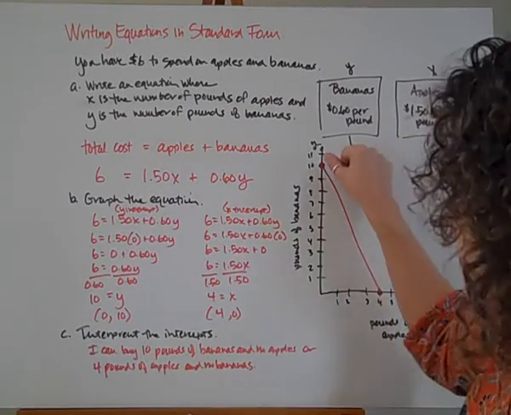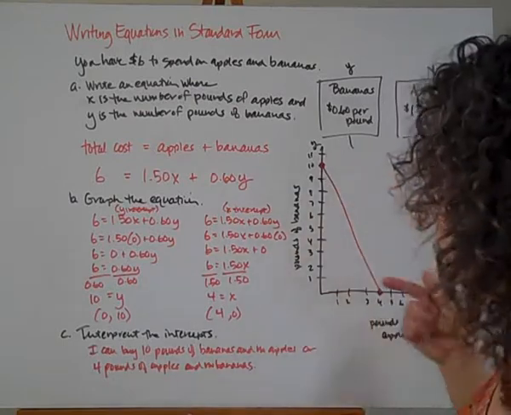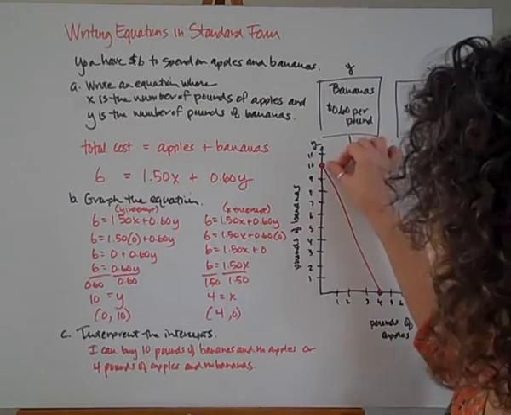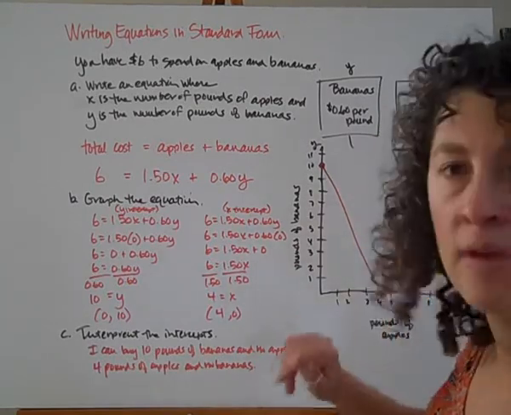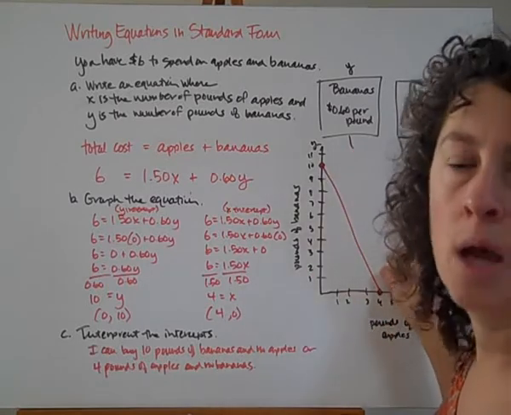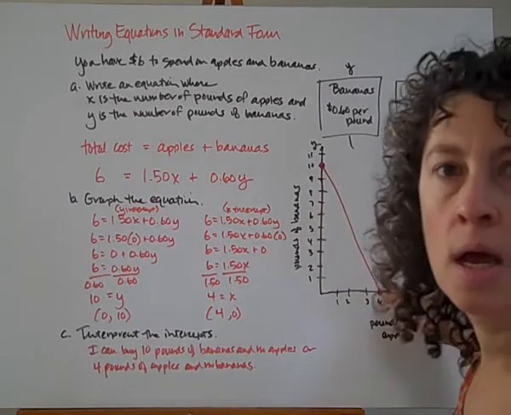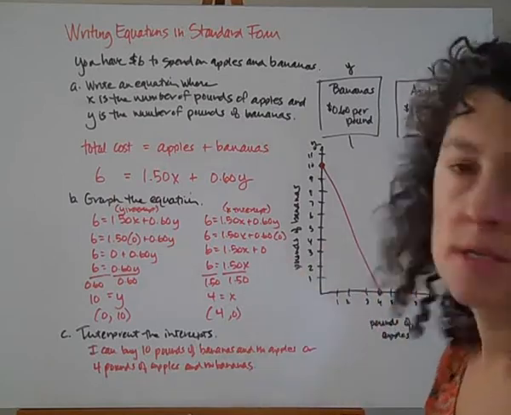And I'm going to draw a nice straight line. Sorry, that's not the straightest line there, but I'm going to draw a nice straight line on my coordinate plane. So remember, this line gives me all the combinations of pounds of apples and pounds of bananas that I can buy which will add up to $6. So if I find any ordered pair on this line, it will give me a combination of those two that will add up to $6.